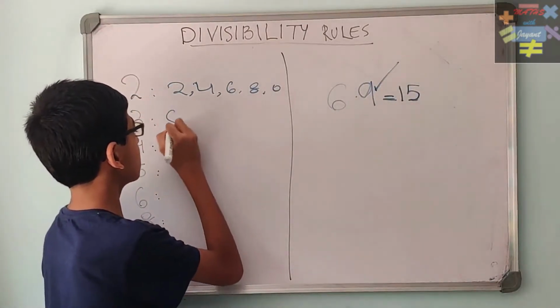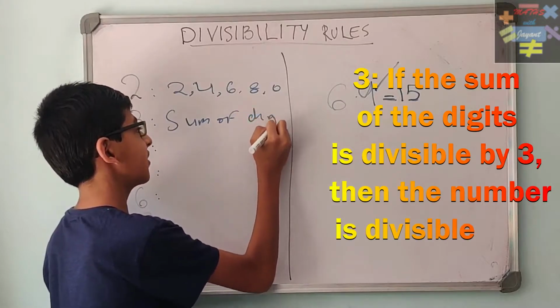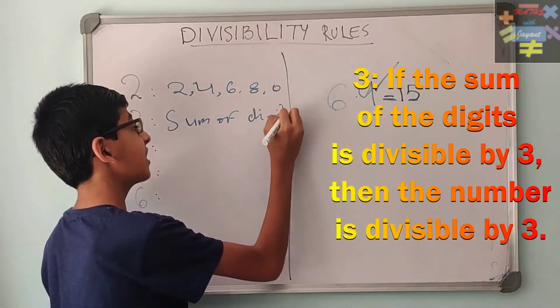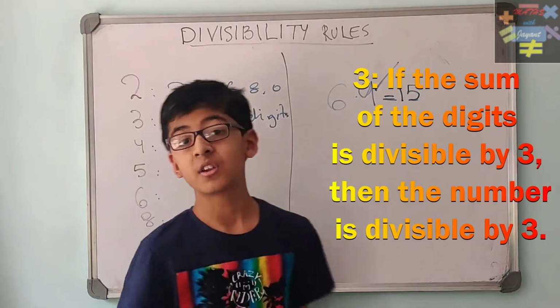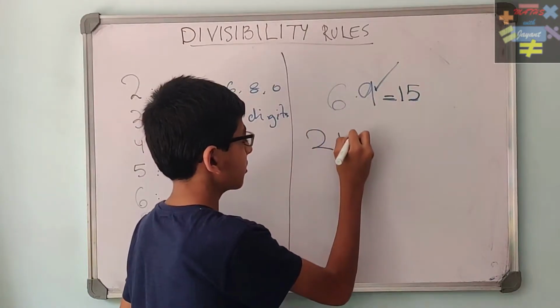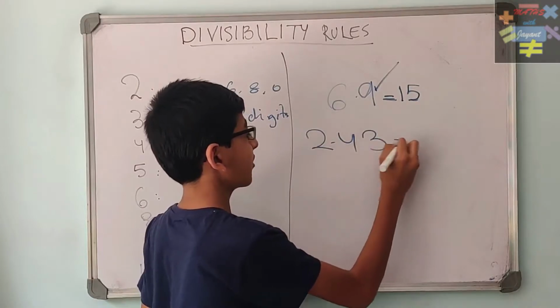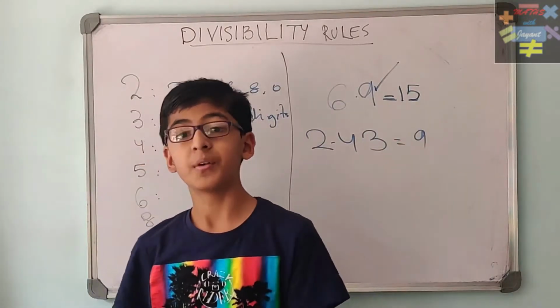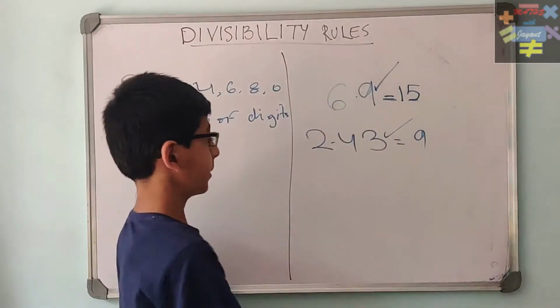So we need to find the sum of the digits, and if the sum of the digits is divisible by 3, the number is divisible by 3. Let us check 243. 2 plus 4 is 6, plus 3 is 9. 9 is perfectly divisible by 3. So 243 is perfectly divisible by 3.